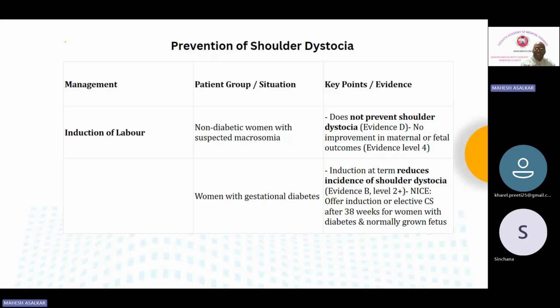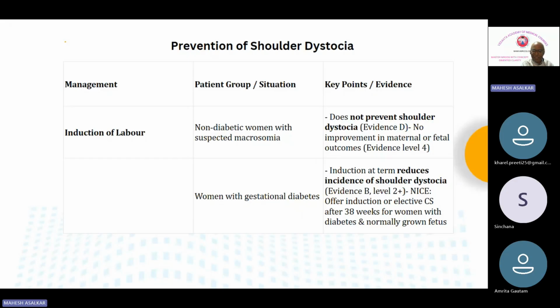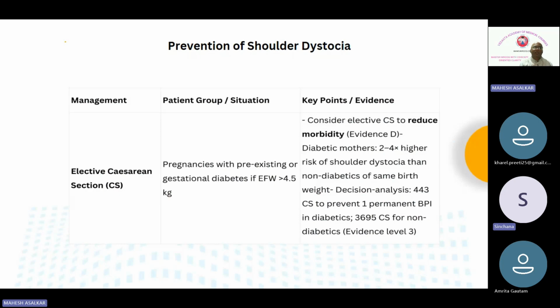What do the NICE guidelines say? Offer induction or elective caesarean section after 38 weeks for women with diabetes and a normally grown fetus. So termination of the pregnancy around 38 weeks of gestation, either by induction or elective caesarean section in gestational diabetes, will definitely reduce the incidence of shoulder dystocia. So there is a difference between the non-diabetic and diabetic recommendations. Is it clear with respect to macrosomia and induction of labor? Is it clear? Yes, sir. Next, we continue with the prevention of shoulder dystocia: elective caesarean sections.